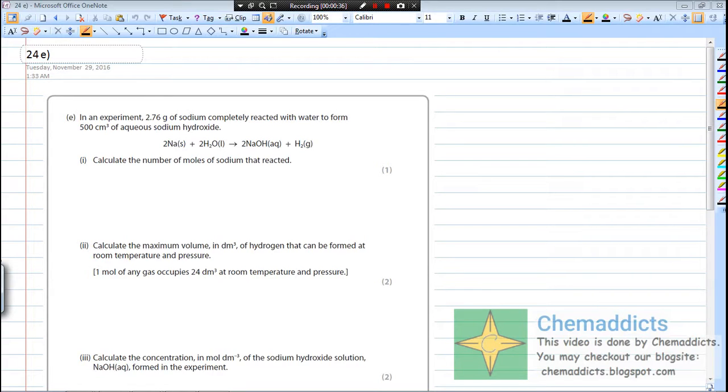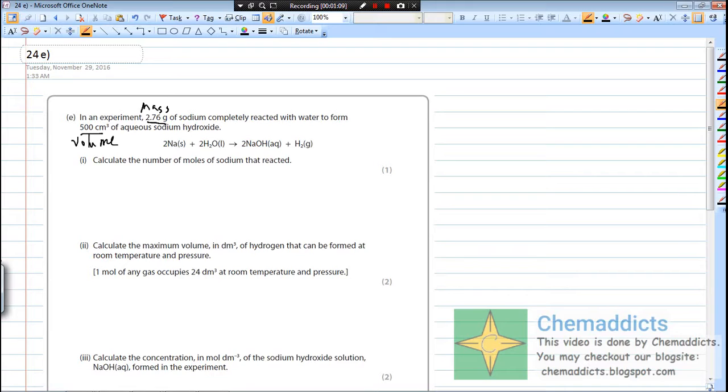At first, let us read the question. In an experiment, an amount of sodium completely reacted with water to form an amount of aqueous sodium hydroxide. So in here, the actual mass is given, and the volume is given. The equation is also given. Fine. Thanks a lot, examiner.